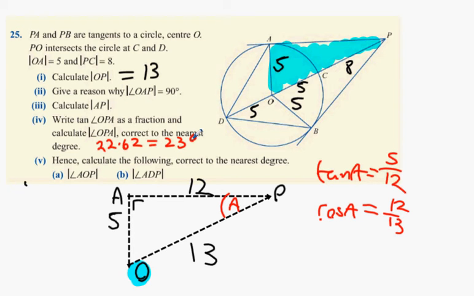Hence, calculate the following correct to nearest degree. It wants you to calculate the angle AOP. What's AOP? Let's get rid of all this for a second. It's 23. Where's the AOP? Down there, so 90 plus 23, 113. Take away from 180. 67.